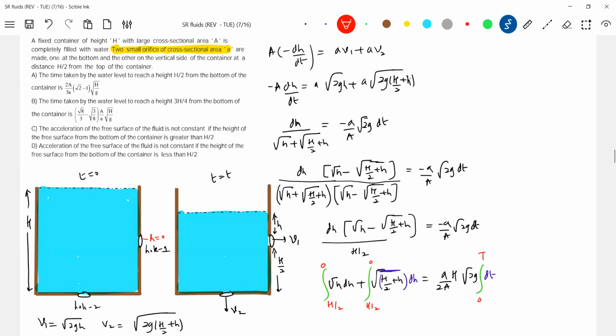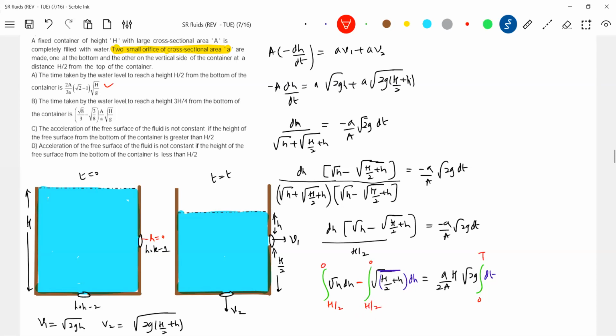In LHS, in between it is minus, sir. Root H dH, minus of integral, here, no? Yes. Option A will come. Substituting all the limits, option A will end up with that one.